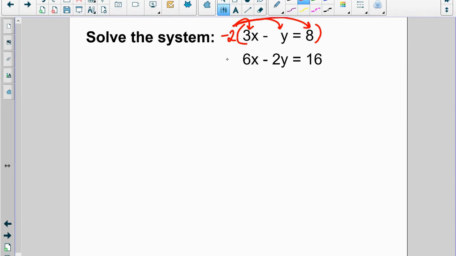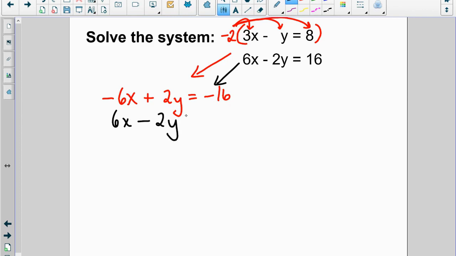I'm running a little out of space, so let's move this down. Negative 2 times 3x is negative 6x. Negative 2 times negative y is positive 2y. And negative 2 times 8 is negative 16. So there's my new equation. Here's my second equation that's going to stay the same. Now I'm going to add those together and see that my x terms are going to eliminate.